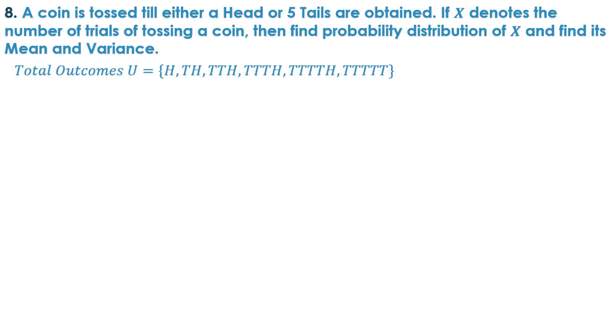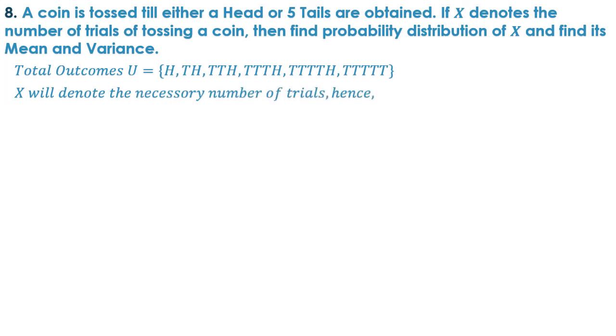In case this 5 tails criterion had not been given, this would have been an infinite sample space, so it wouldn't have been possible for us to calculate the probability out of that. But because the 5 tails criterion is given, this is a limited, finite sample space for us. Now what is x? Then x denotes the number of trials done to get a head.